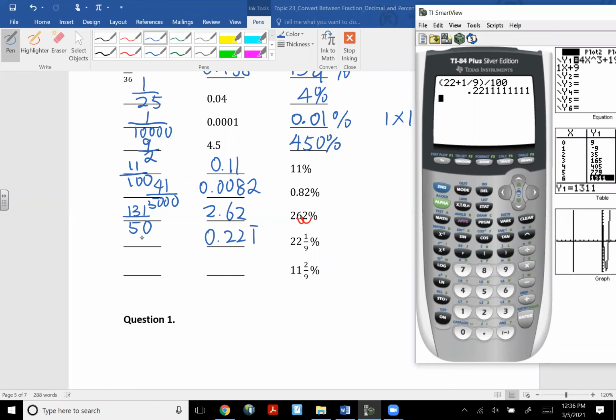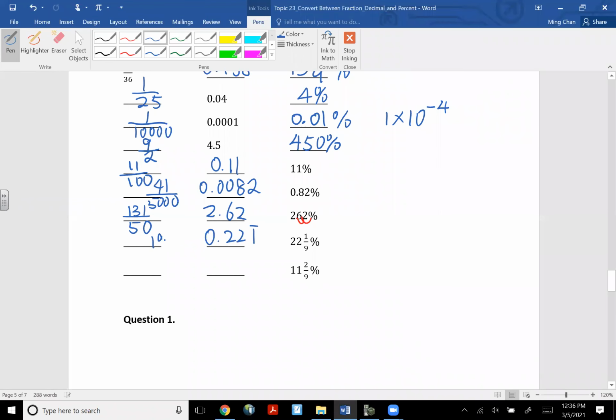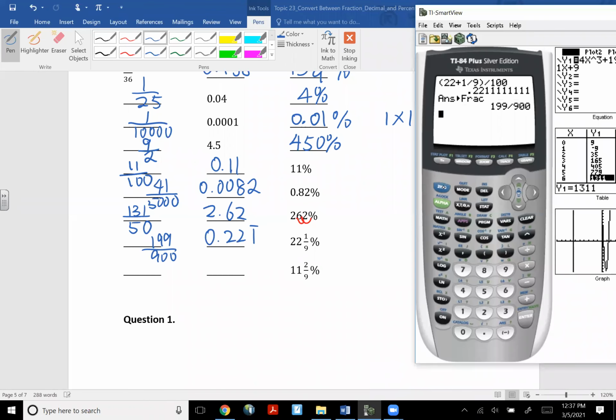Okay, so if I convert to a fraction using my calculator, you have to be able to do this in a calculator, because that repeating decimal is now going to become 199 over 900. If I did not put divided by 100, then I end up with 22.1 repeating, which when I convert to a fraction is 199 over 9. That's all wrong. So whenever you start with a percent, you have to divide it by 100. Otherwise, you're still a percent.